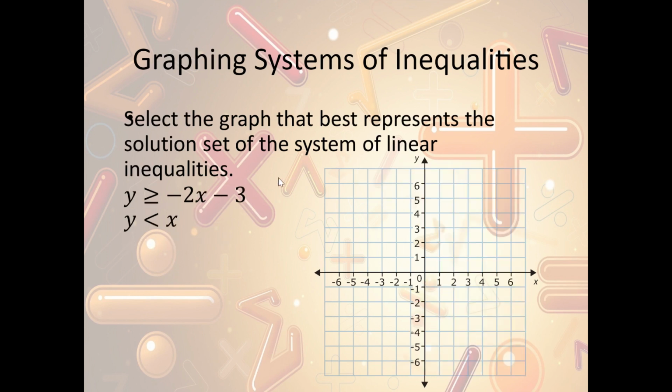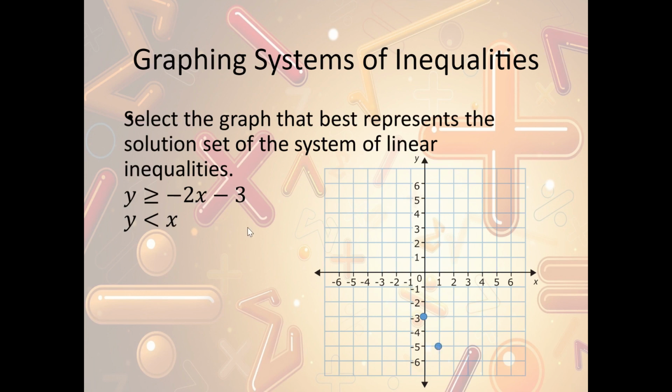Let's look at one more example. We have y is greater than or equal to negative 2x minus 3, and y is less than x. So we'll go ahead and plot the first one. So our y-intercept is at negative 3, so we'll go ahead and plot our point there. And then our slope is negative 2, so we'll go down 2 to the right 1 and plot our point.